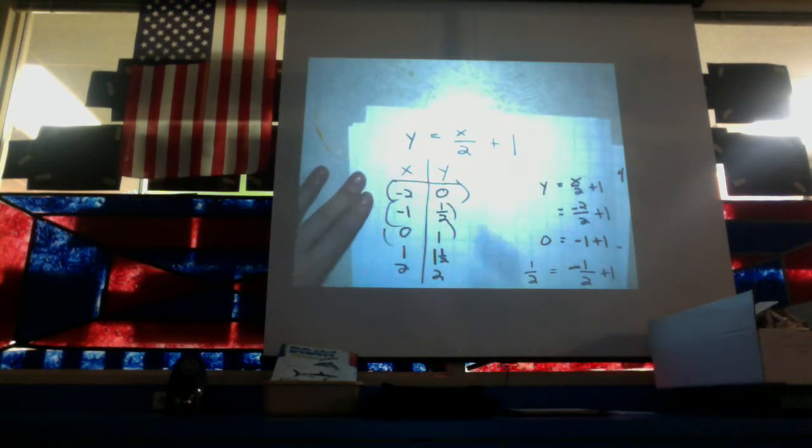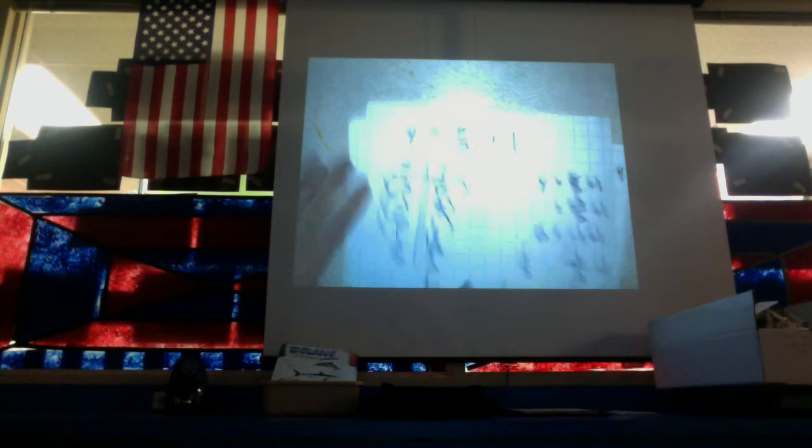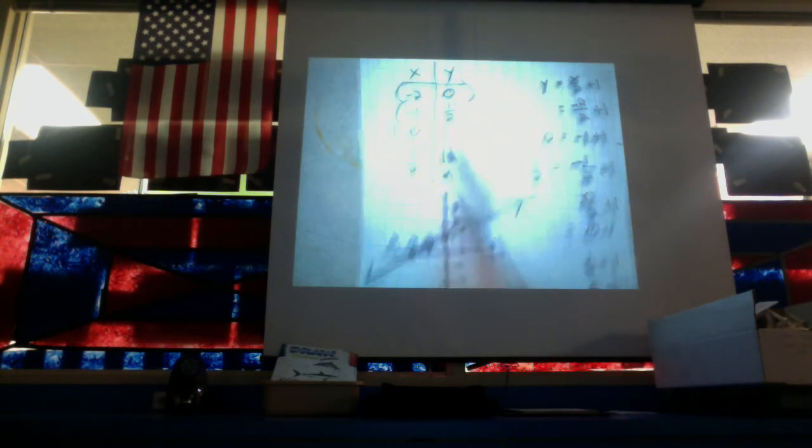So I made a table to come up with the ordered pairs, then used the ordered pairs to graph this linear function.